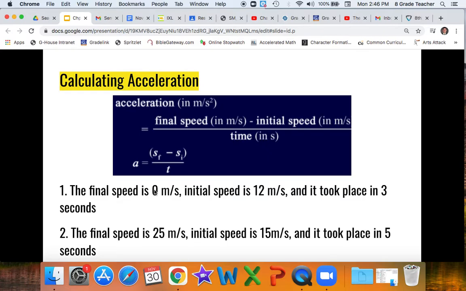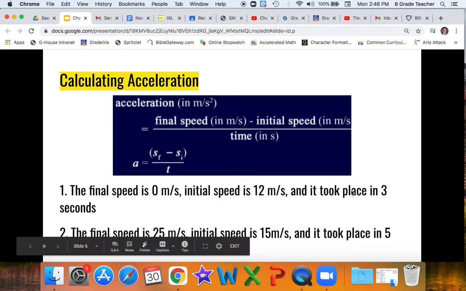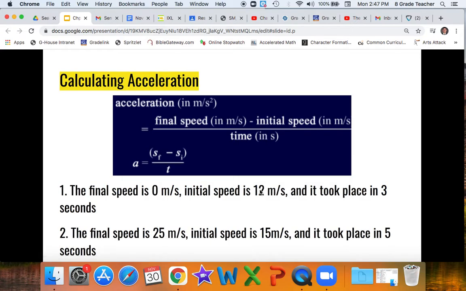0 minus 12 is negative 12. Negative 12 divided by 3, because you take that change divided by time, would be a negative 4 meters per second.